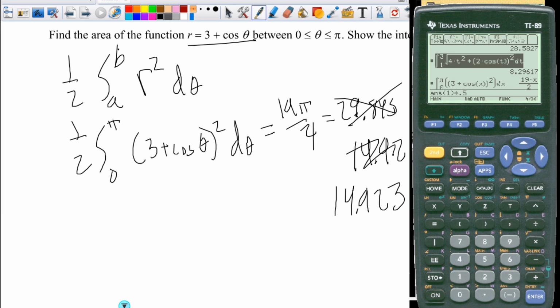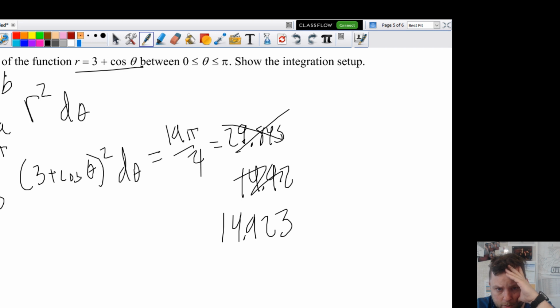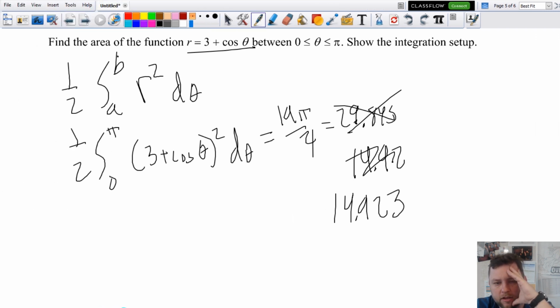Find the area under the curve for this polar function between 0 and pi. Show the integration setup. So the formula is 1/2 integral from alpha to beta of r squared d theta. So it's going to be 1/2 integral from 0 to pi of (3 plus cosine theta) squared. You plug that into a calculator, and I'll show you what my calculator looks like right now.